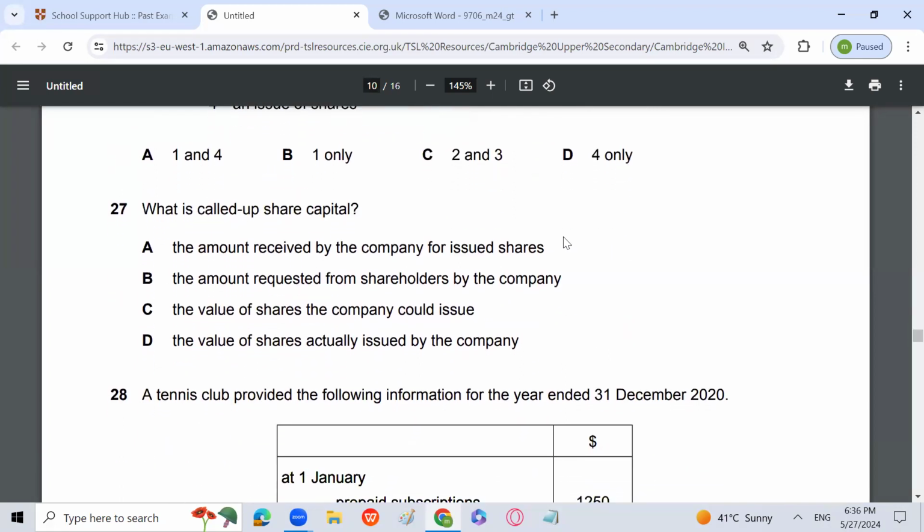What is called up share capital? The amount received by the company for issued share. The amount requested from shareholders by the company. The value of shares the company could issue. The value of share actually issued by the company. So called up capital is the amount requested from shareholders by the company. But when they make the payment to the company, it becomes value of share actually issued by the company. But right now, called up capital is the amount requested from shareholder by the company. So B is the answer.